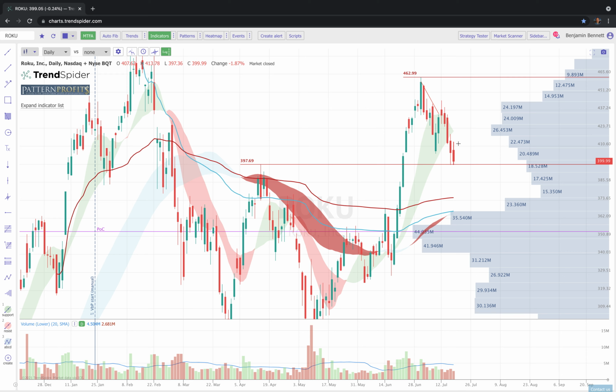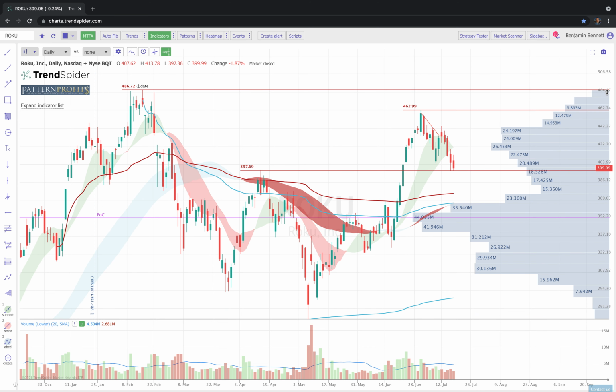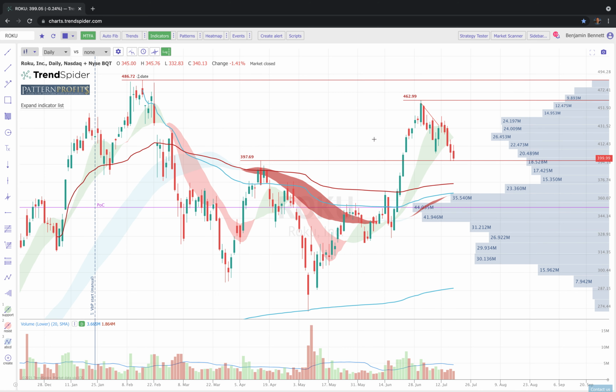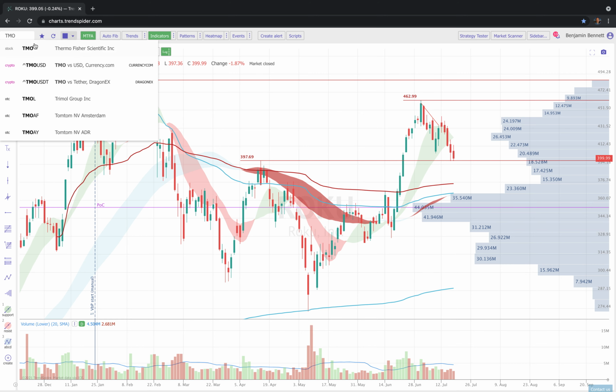462.99 pivot here as this came in, and now retesting that 397.69 pivot, which was the double bottom pattern. So we're right back to that level there. Like I said, there's quite a few of these patterns that may be worth keeping an eye on. Do have a couple to watch for potential breakouts.